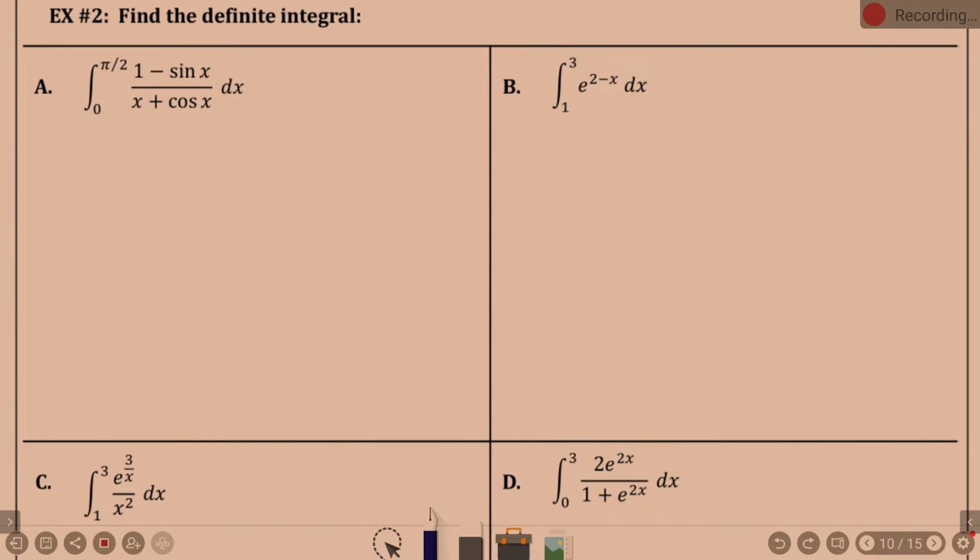Now we've got to find some definite integrals. Okay. So we're going to be evaluating. Same idea though. Thoughts on where to begin on A?